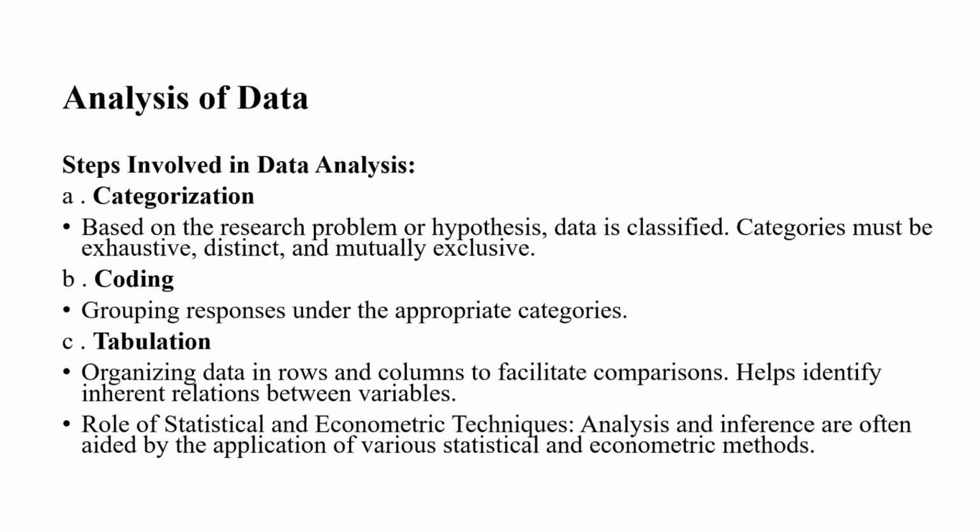The next step is analysis of data. Steps involved in data analysis. First one is categorization. Based on the research problem or hypothesis, data is classified. Categories must be exclusive and distinct, mutually exclusive. Second is coding, grouping responses under the appropriate categories. Third one is tabulation: organizing data in rows and columns to facilitate comparison.